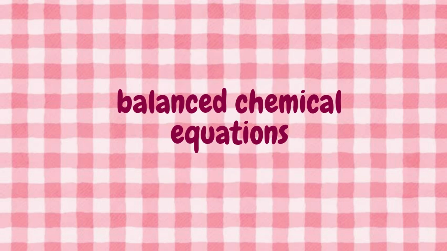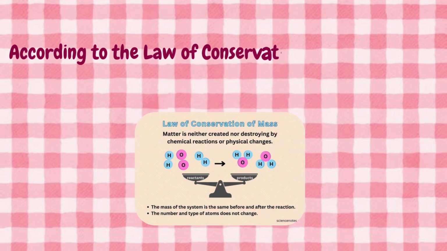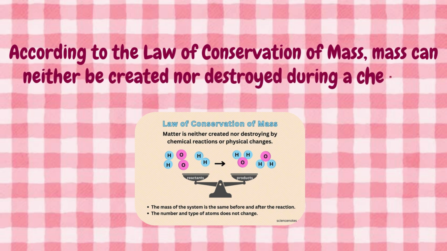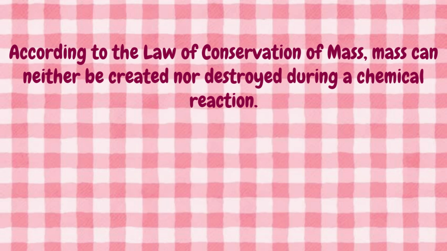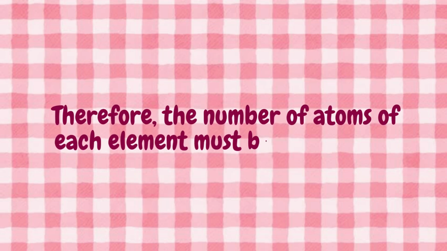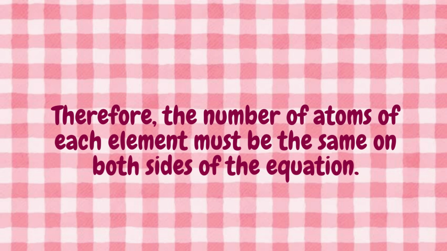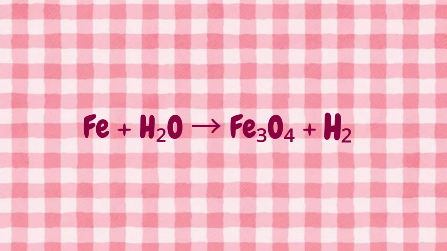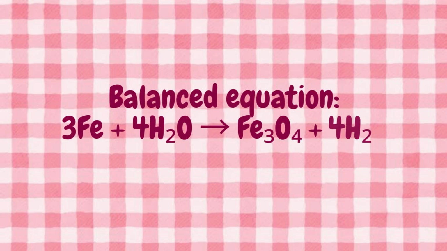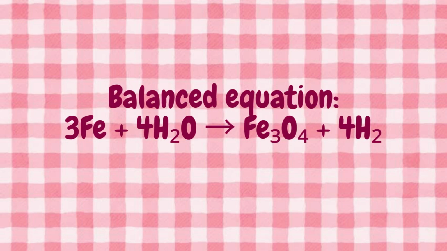6. Balanced chemical equations. According to the law of conservation of mass, mass can neither be created nor destroyed during a chemical reaction. Therefore, the number of atoms of each element must be the same on both sides of the equation. Example: this equation is unbalanced. To balance it we adjust coefficients. Balanced equation: 3Fe plus 4H2O, right arrow, Fe3O4 plus 4H2. H and O are equal on both sides.